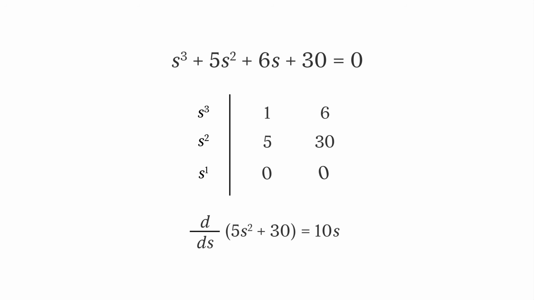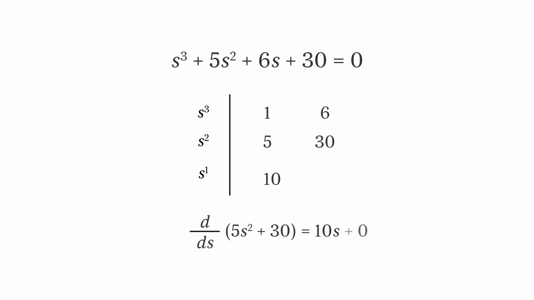30. If you're confused why that isn't 30s, remember that as we're filling in the rows, we're putting down every other coefficient. As an example, if we had a higher order equation, it would be s to the 7th, s to the 5th, s³ and s, or s to the 6th, s to the 4th, s², and then just the coefficient. Okay, now taking the derivative of 5s² plus 30 yields 10s plus 0.